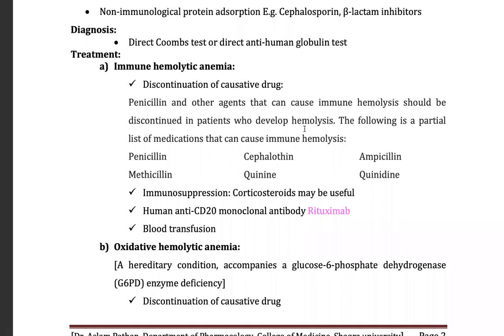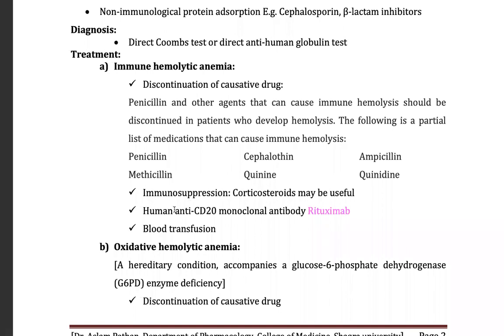Generally, penicillins are responsible for the immune hemolytic anemia. And the following is a partial list of medications that can cause immune hemolysis. Which are these medications? Penicillin, antibiotic; cephalothin, cephalosporin, antibiotic; ampicillin; methicillin; quinine; and quinidine. So these are the antibiotics, and the quinine and the quinidine are the antimalarials. So these are responsible for the immune hemolytic anemia.